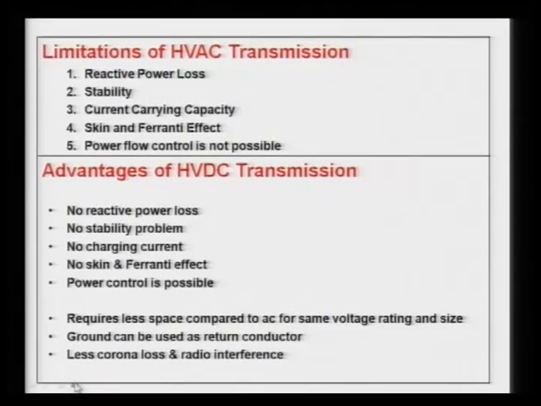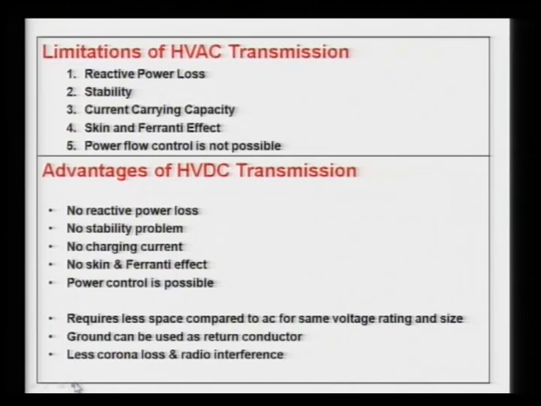See the limitations of the HVAC transmission system. The first limitation of the AC system is the reactive power loss. As you know, this is due to the inductances and capacitances formed in the transmission lines, and there are also many other elements corresponding to reactive power loss, which will be one of the concerns in the AC system. The second concern is stability. As I already discussed in the last lecture, stability is one of the concerns in your AC system. If your system is highly loaded, it is more prone to stability problems.